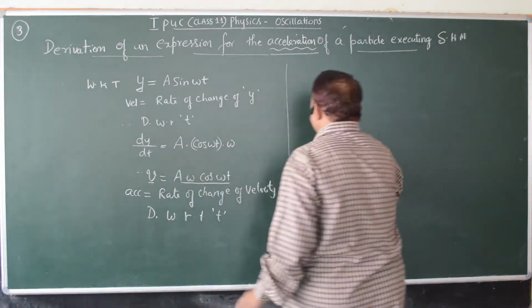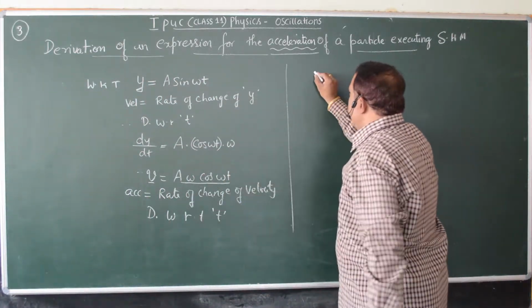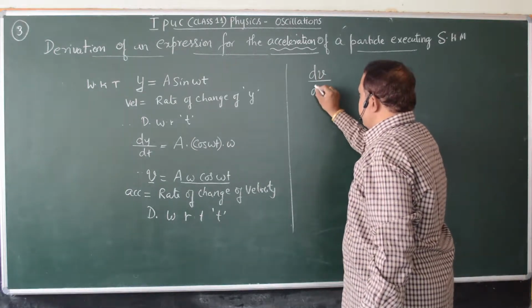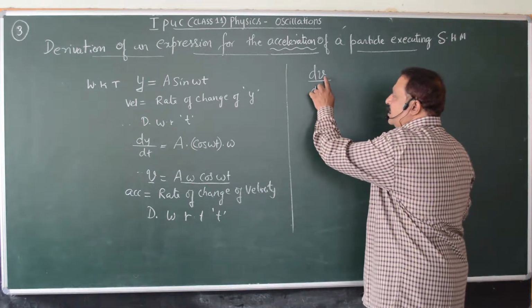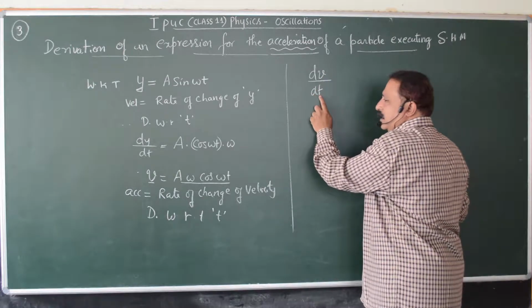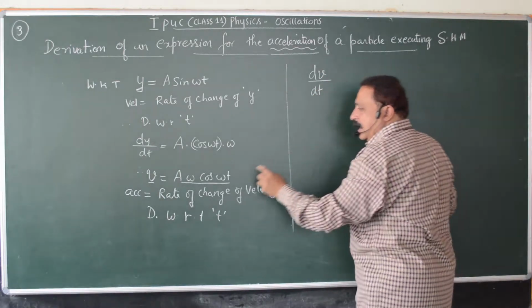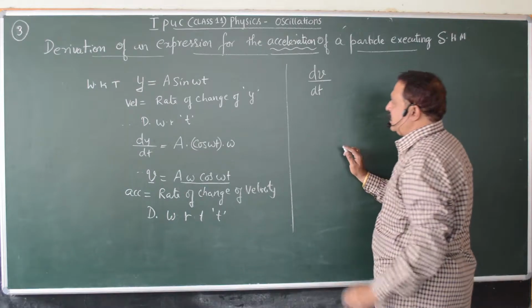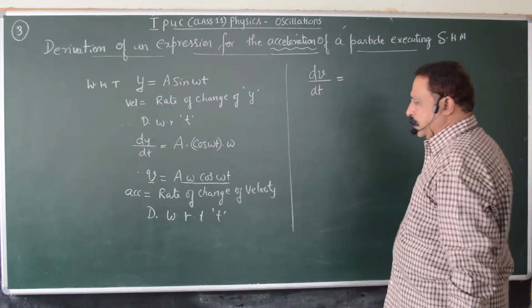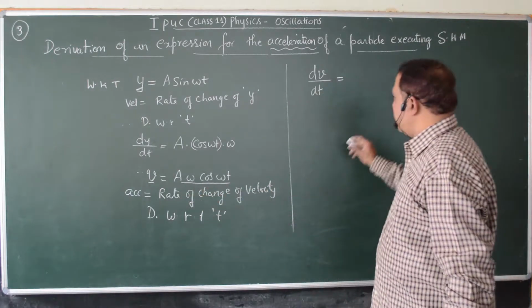What will happen to v? v becomes dv by dt. It is the symbol of differentiation. It means that velocity is differentiated with respect to time. It means that I am taking rate of change of velocity, which is equal to, now I have to differentiate.